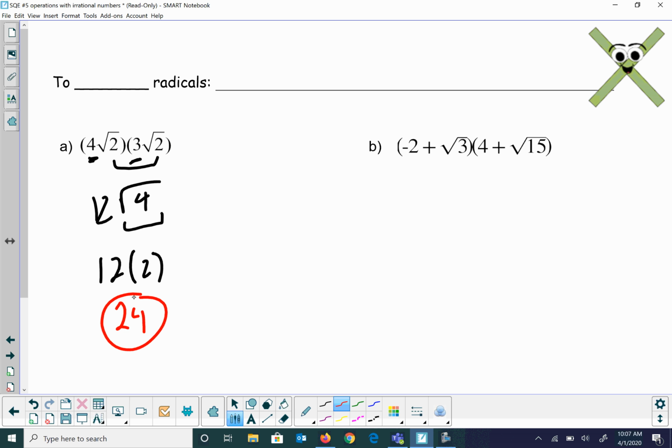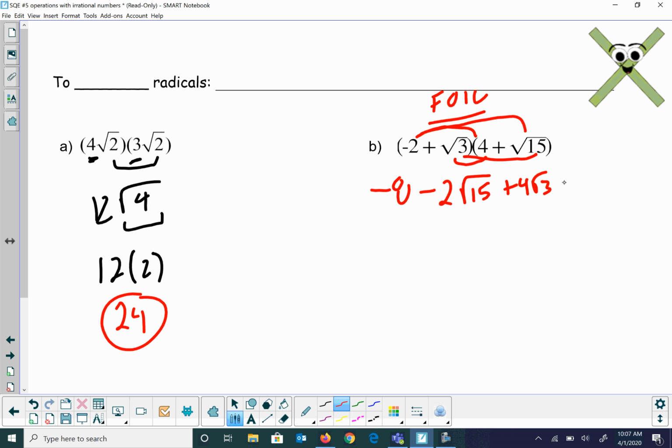There's no radical there. Not every time will the radical go away, and I think we'll see this on the next problem. Letter B, we're going to go ahead and treat this like FOIL. So I'm going to take negative 2 times 4 to get negative 8. And negative 2 times 15 gives me negative 2 root 15. And then I'm going to take the root 3 times 4, and that's going to give me 4 root 3. Realize the radical stays on the right side. And then if I multiply this last, that's inside to inside, so that's going to give me plus square root 45.